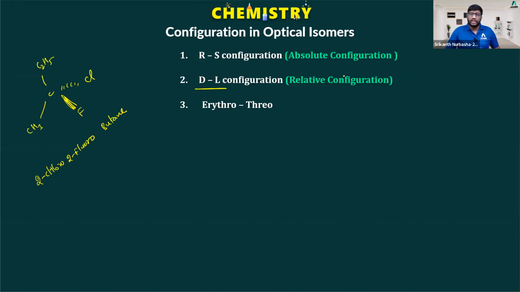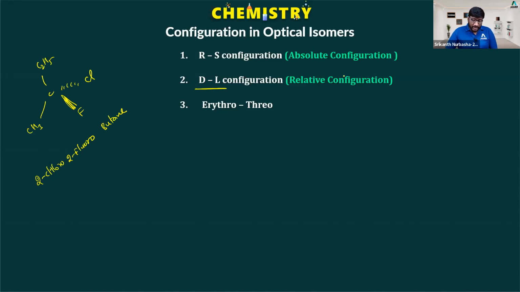There are two restricted rotating systems: the carbon-carbon double bond, and the carbon-carbon single bond in cycloalkenes. Around a carbon-carbon double bond rotation is not free. Around a carbon-carbon single bond in cycloalkanes also rotation is not free. Whenever we have a restricted rotating system, then we can say geometrical isomerism is possible.